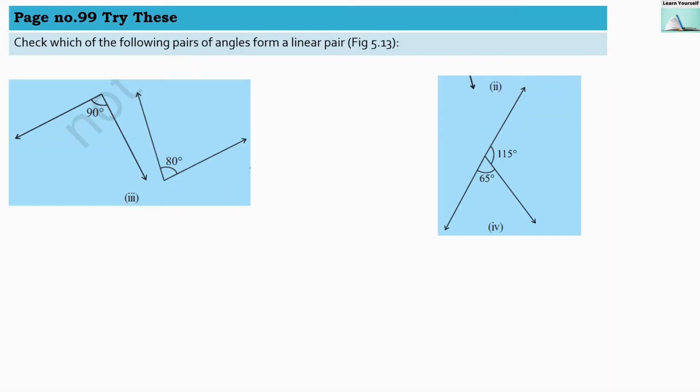Third example, measure 90 degree and 80 degree. Together they will give us 170 degree. So no, they are not forming linear pair.